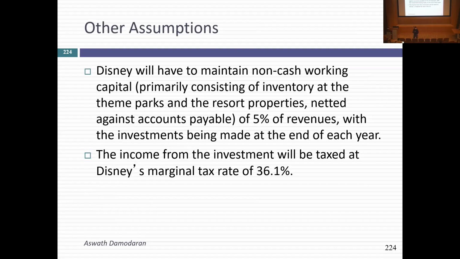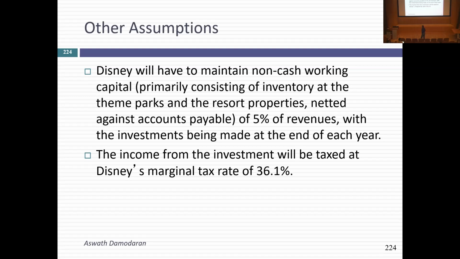I'm almost done with the basic information. Disney also needs some working capital to keep this project going. Like what, at the resorts, it needs to keep inventory of different kinds of stuff to keep the hotels. That working capital need, we're going to assume is going to be 5% of revenues. Notice again how I tie everything either to revenues or overall costs. Because ultimately, when I estimate these numbers, I can't estimate them as line items that are independent of each other, because they're not independent of each other.